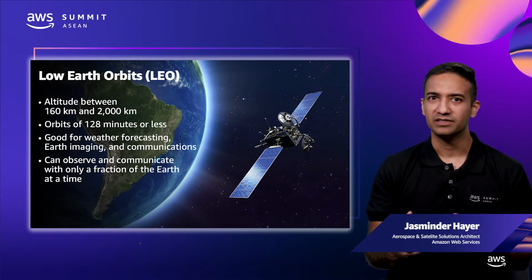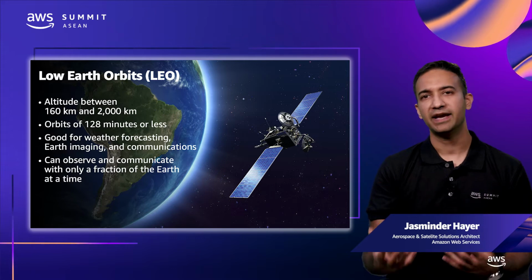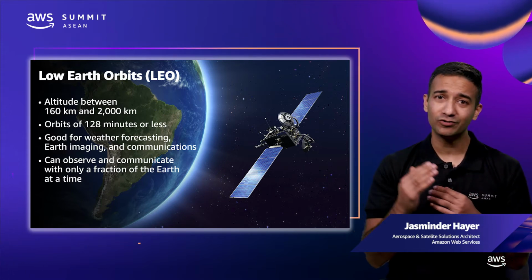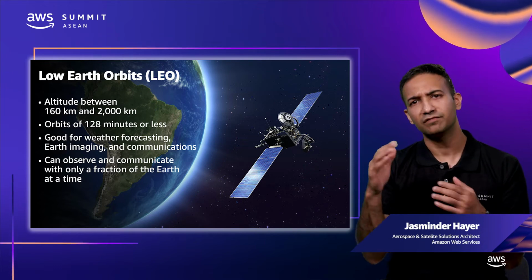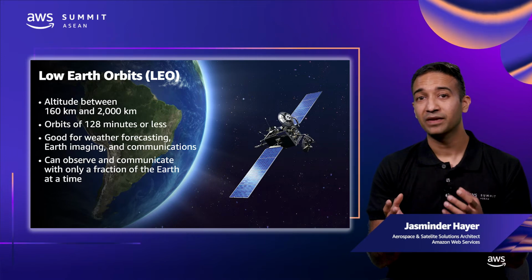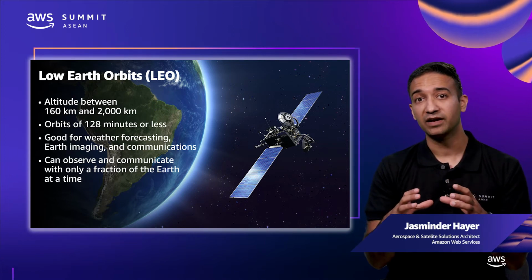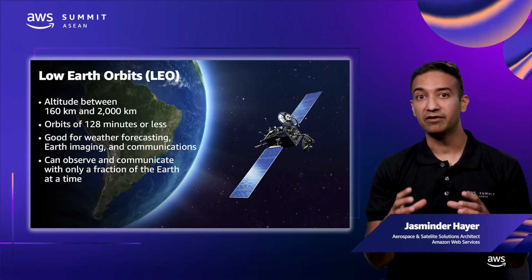Because of these reasons, they're great for weather forecasting, imaging Earth, and communications. We could say that one disadvantage of being so close to Earth is that they can only observe a small part of the planet because they're very close. However, this can also be an advantage because it allows for imaging to occur at very high resolutions, which can tell us a lot of detail about an area.